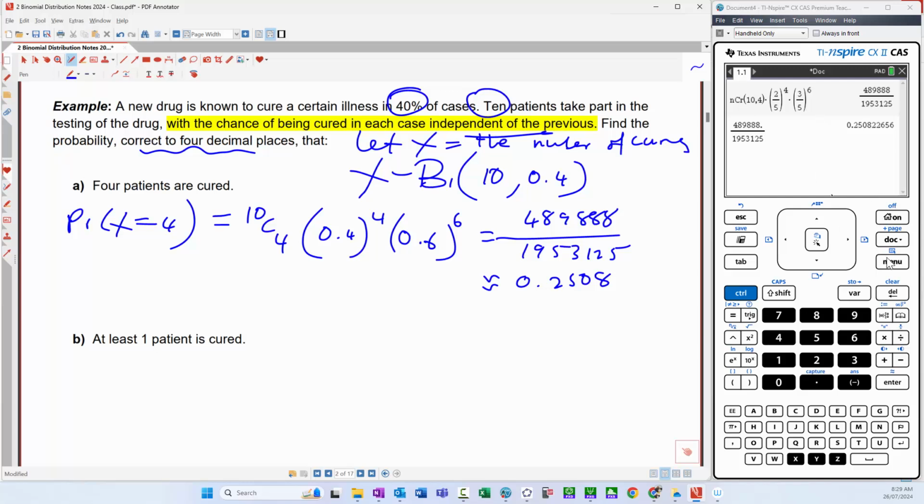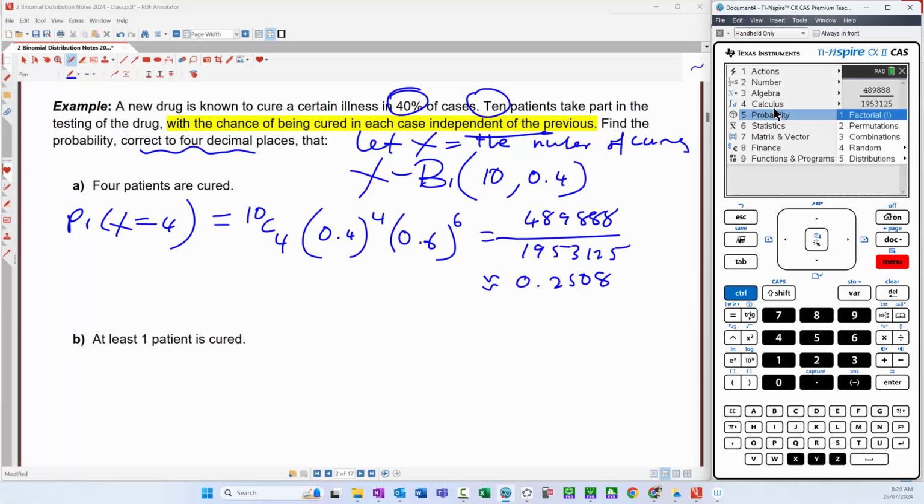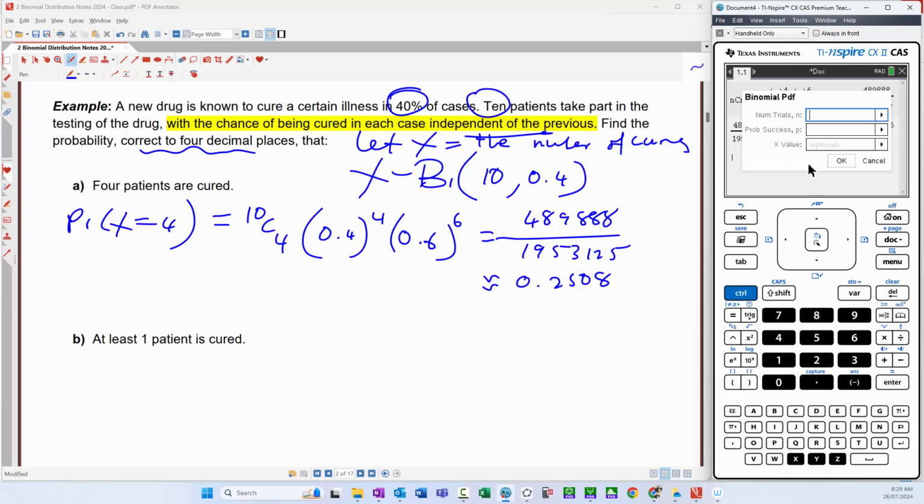Now what I'm going to do is just show you the way we can do this with the calculator, not having to use the formula. The calculator has inbuilt distributions, which you would have seen last year, and this one, Binomial PDF, will allow us to work this out. This is the binomial probability distribution function. We're doing it 10 times. Chance of success is 0.4, and we're looking for the random variable being equal to 4. And we get the same answer.